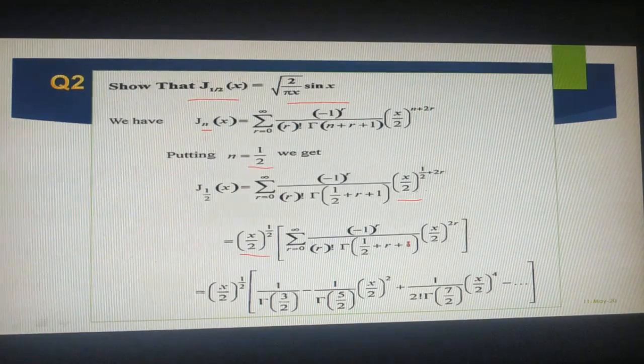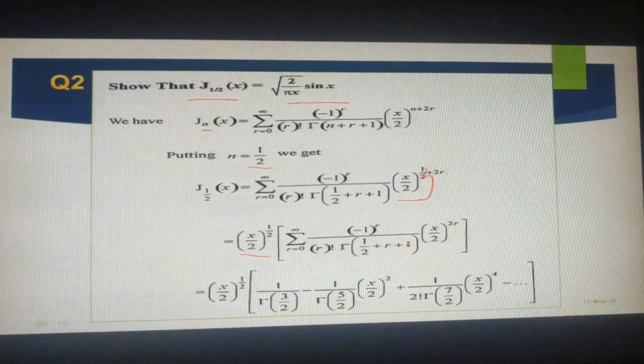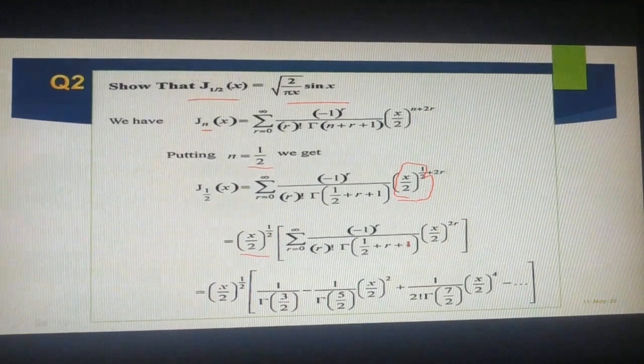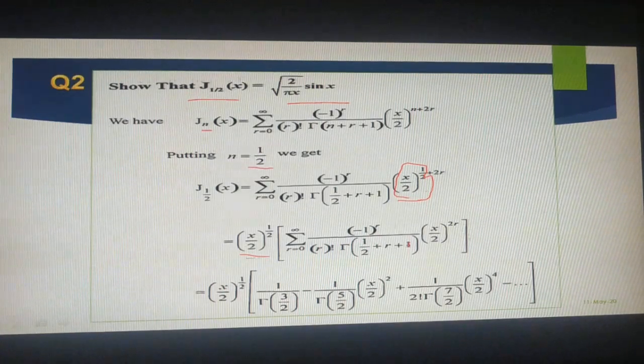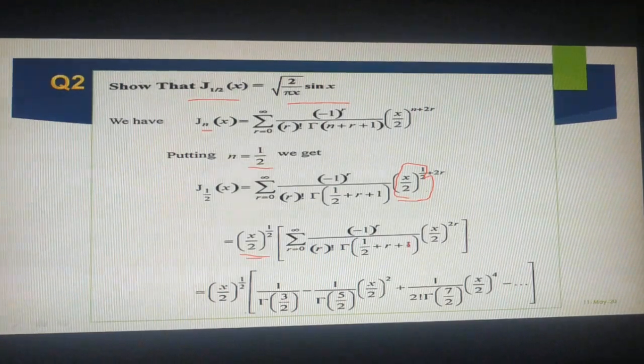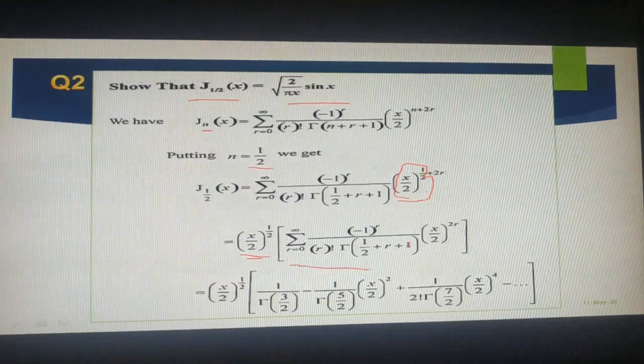I am just taking this particular term outside because, as you know, x to the power of m plus n you can write as x to the power of m into x to the power of n. In that way I took this term outside. I hope you understood, right? So then, once we have this x by 2 whole to the power of half outside, the remaining term, r is changing.